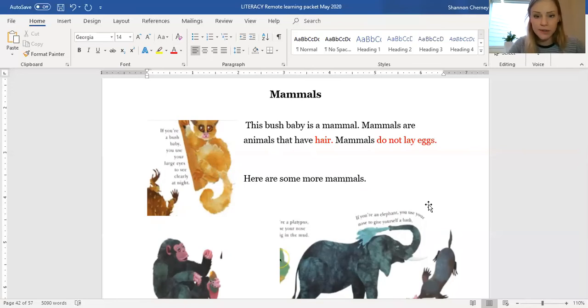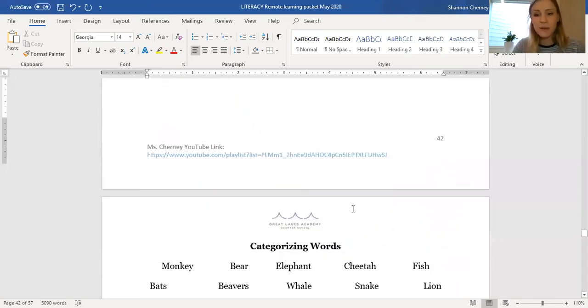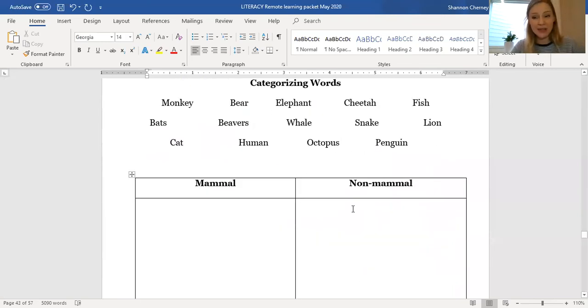Here are some more mammals. We got this friend right here, and this friend right here, and this friend right here. You might be thinking, an elephant, what? Do elephants have fur? Well, they have hair on their bodies too, so that makes them a mammal. Now, we're gonna think about those attributes or characteristics of mammals, and we're going to categorize them. That means we're gonna put them into this box right here for mammal, or this box over here for non-mammal. So mammals, thumbs up in this box, non-mammals, thumbs down in this box.